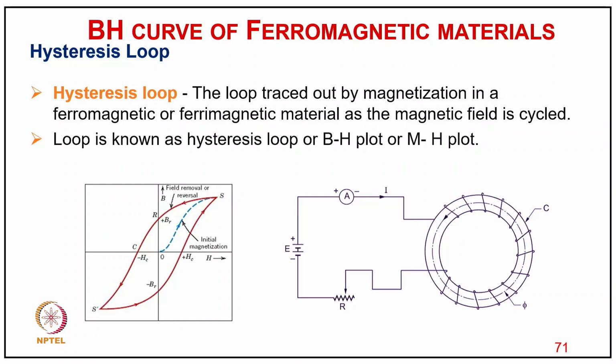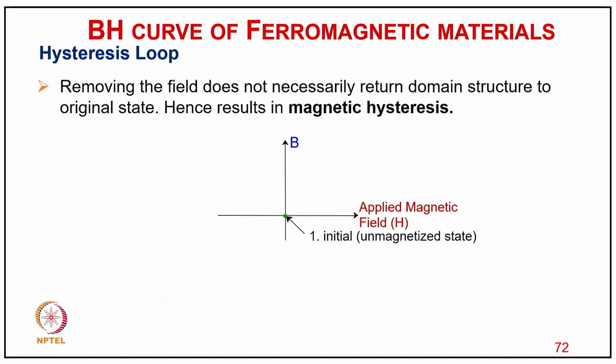Starting from 0, we typically apply the field, as you see in the blue line, and then you can reduce it. It does not come to 0; then you can apply the opposite direction and come back. So it typically produces a loop, and this loop we call the hysteresis loop. It is termed a kind of loss in ferromagnetic material when an alternating field is applied. Removing the field does not necessarily return the domain structure to the original, and here we call it magnetic hysteresis.